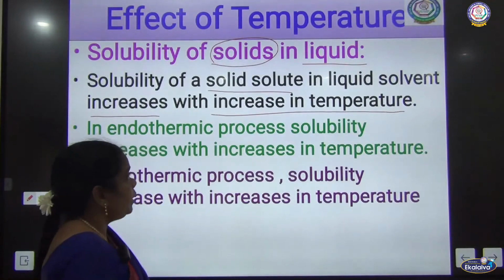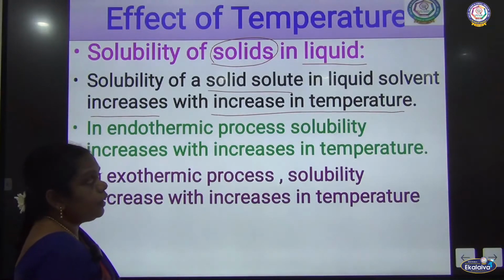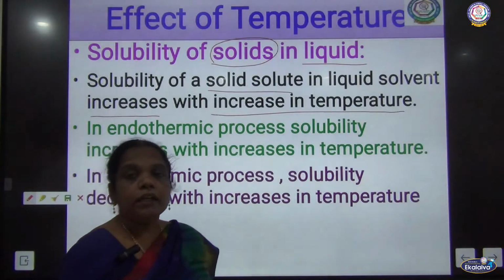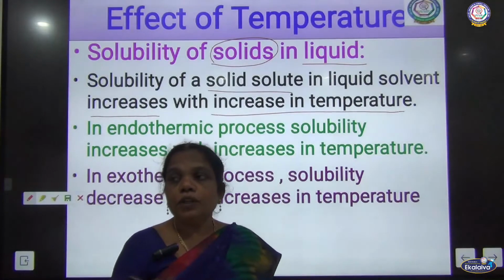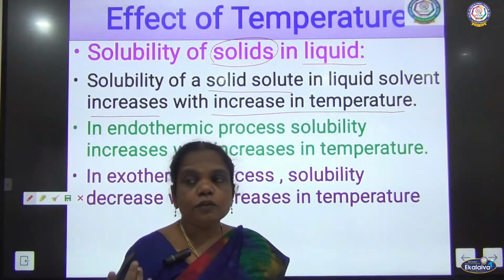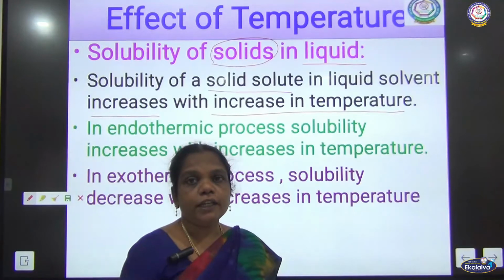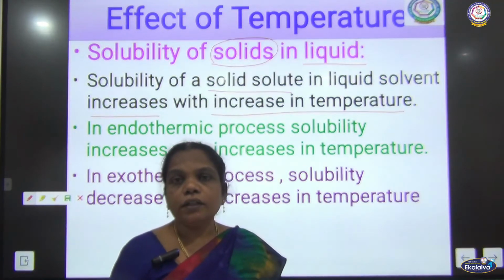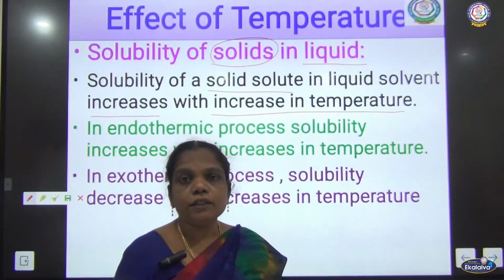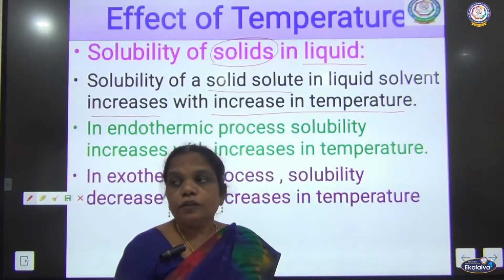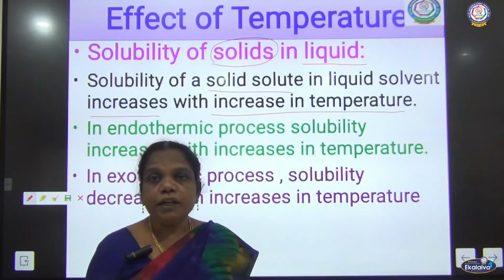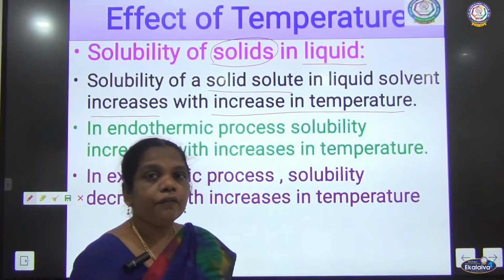So the effect of temperature is based on two different processes: endothermic process and exothermic process. During dissolution, if the substance absorbs heat energy, it is called what? Endothermic. If the heat energy is evolved, it is called what? Exothermic. So whether the process is exothermic or endothermic, the solubility is going to vary.